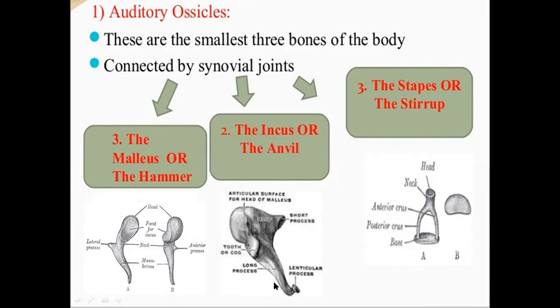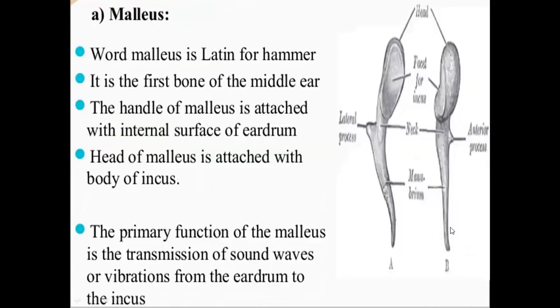This is the handle of the malleus. This is the long process of the incus, and this is the body, which articulates with the head of the malleus. This is the short process, which is attached to the posterior wall of the tympanic cavity. This is the stapes. The head of the stapes is attached to the tip of the long process of the incus, and this is the neck of the stapes. This is the anterior crus. This is the posterior crus. This is the base of the stapes, which is attached to the fenestra vestibuli, or the oval window. Through the stapes, the vibrations from the tympanic membrane, malleus and incus are transmitted to the perilymph of the inner ear. The base is attached to the oval window through the annular ligament.